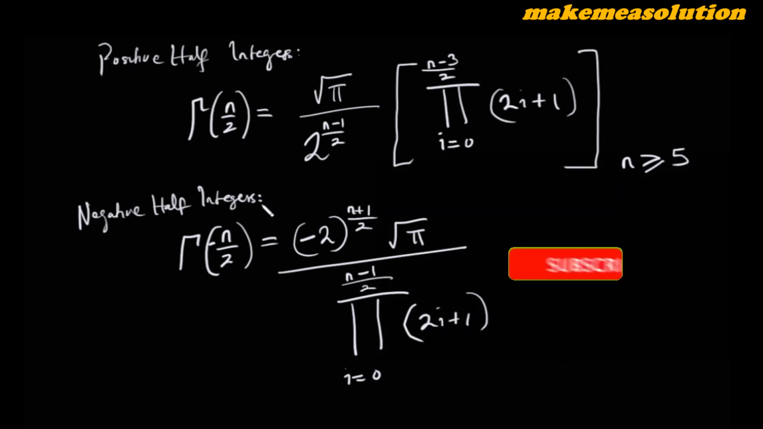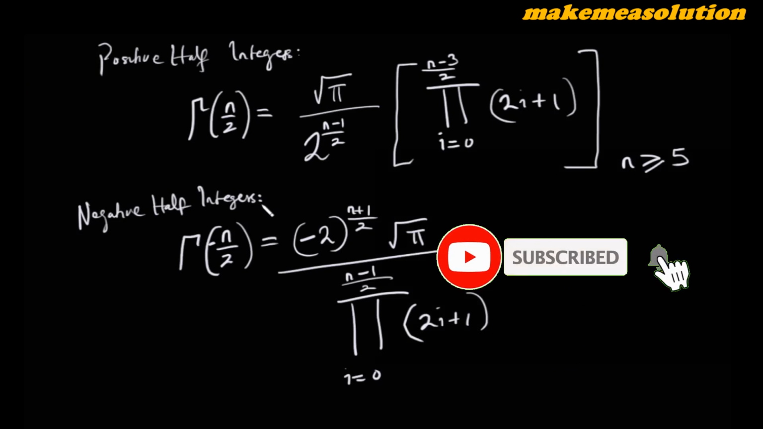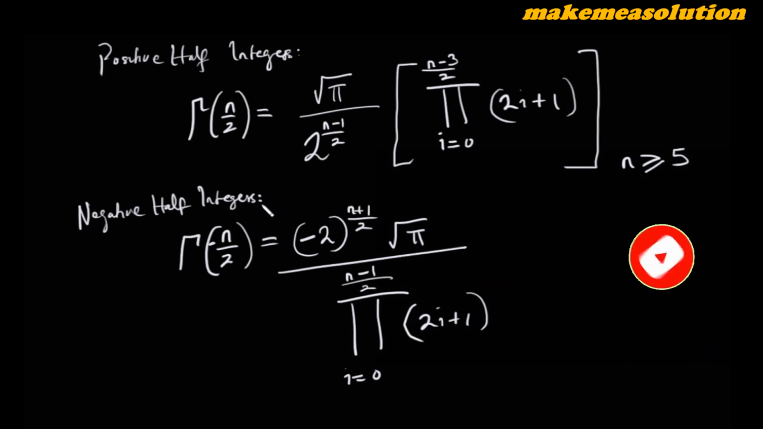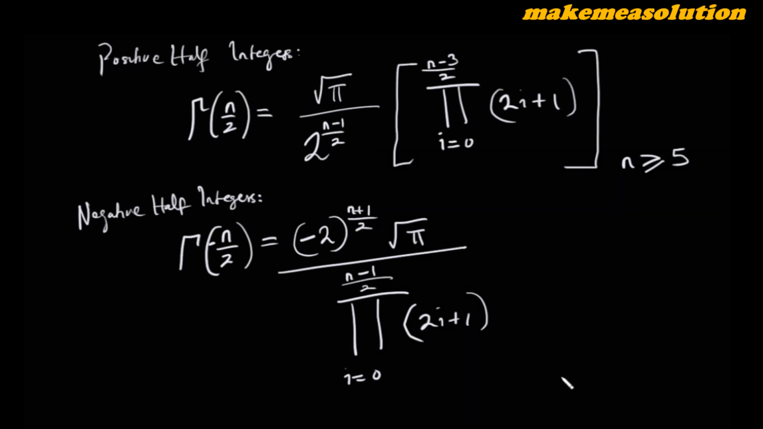And in the next class, we are going to be looking at gamma of negative whole integers. So we're going to look at gamma of 0, gamma of minus 1, gamma of minus 2, gamma of minus 3, and so on and so forth. So in the next class, we are going to look at the gamma of negative integers. After that, we will jump into beta functions.